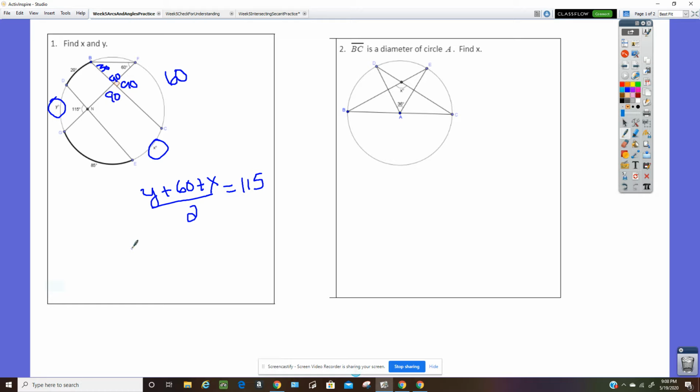So BF plus 85 plus x divided by 2 is equal to 90.